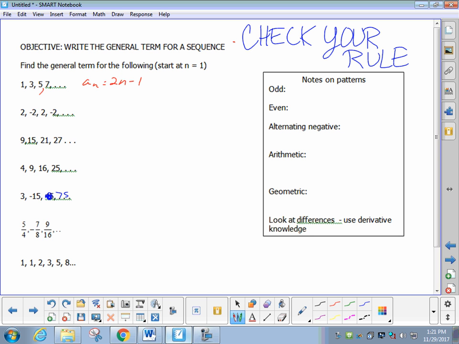Does that check for n equals 1? Now notice I told you to start at n equals 1. I know technically, if I didn't say that, you could have said, I'm starting at 0, and that's fine. But I'm telling you to start at 1. Does it work for 1? Yeah, 2 times 1 minus 1 is 1. Does it work for 2? Well, 2 times 2 minus 1 would be 3, and so forth. Okay? All right. We work together. I'll give you some help with pointers on the right side.